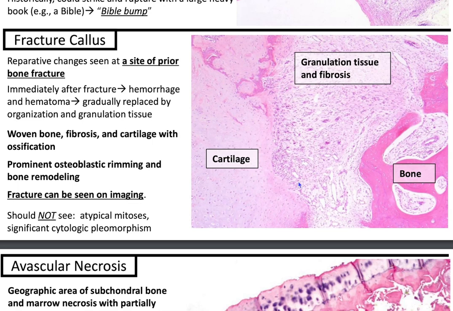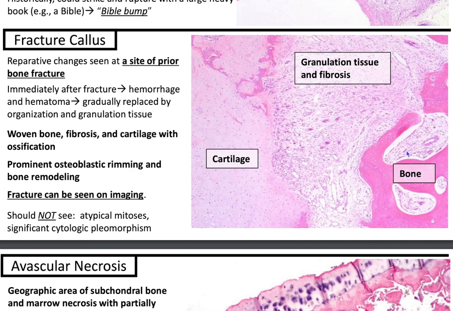Okay, let's talk about fracture callus. This means a reparative change seen at a site of prior bone fracture, and immediately after the fracture, your blood vessels at that site are going to rupture. So you'll have hemorrhage, you'll have hematoma, and then it'll gradually be replaced by organization with granulation tissue.